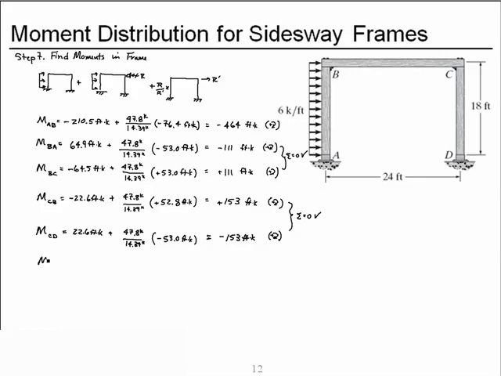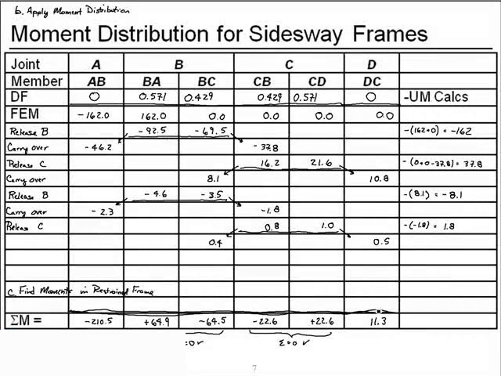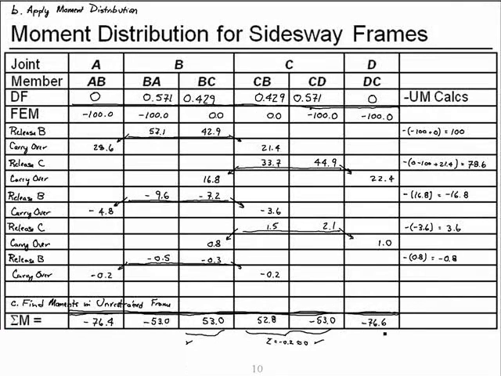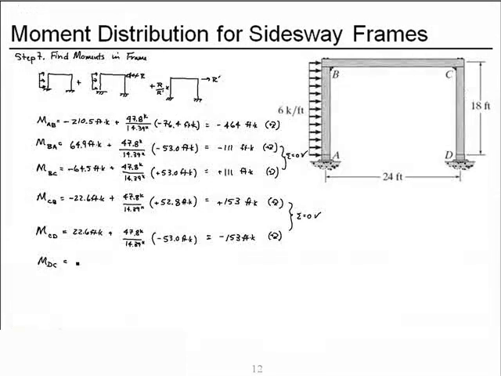Now the last one, the moment reaction at D. For the restrained frame, we obtained 11.3. Unrestrained frame, negative 76.6. We have our ratio. We have the negative 76.6 foot kips. Together that equals a negative 243 foot kips.